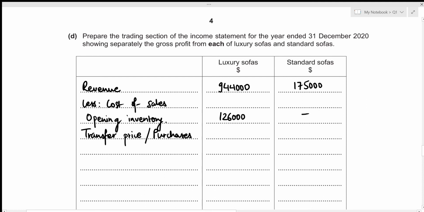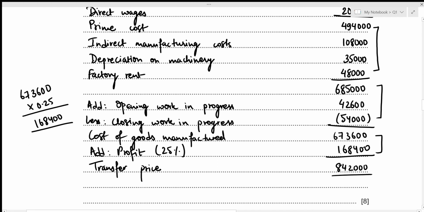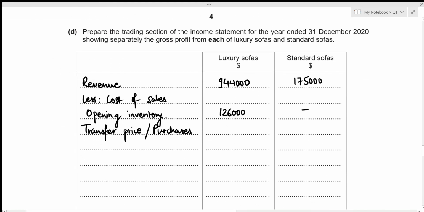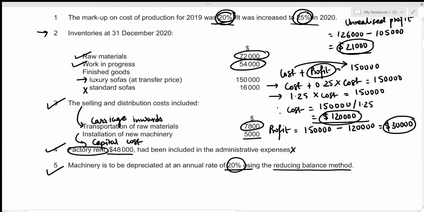So the transfer price for luxury sofas, we just figured that out in our first part of this question. Let's have a look there. The transfer price was 842,000. So we need to record this amount in our income statement. So that's 842,000. For standard sofas, we purchased it, and the information is given in the above section.